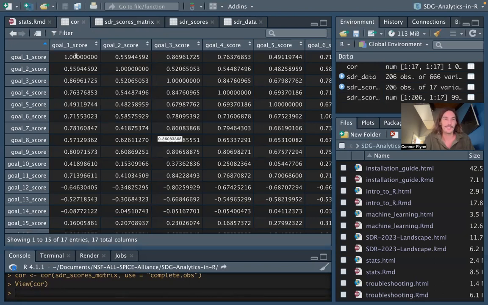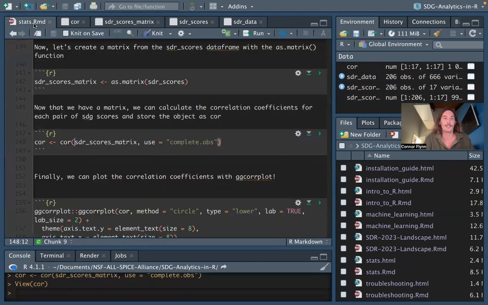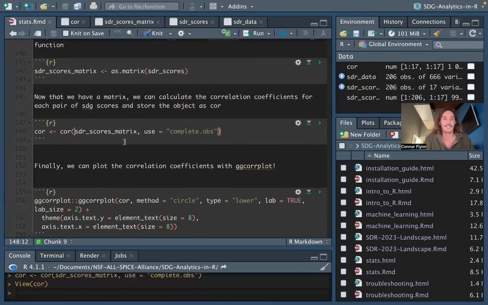And so now we see, with goal 1 and goal 1, there's a perfect correlation because they're the same. And that happens with goal 2 and goal 3. But we see between goal 1 and goal 2, there's this 0.55 positive correlation. We see that 0.86 positive correlation between goal 1 and goal 3. So this is a data frame of all the correlation coefficients.